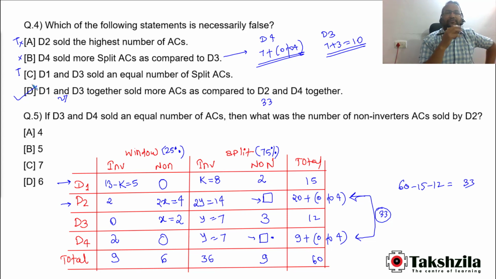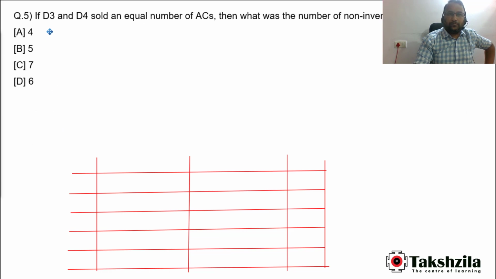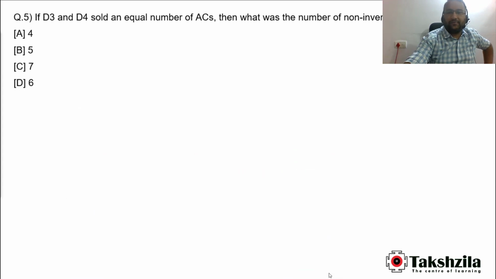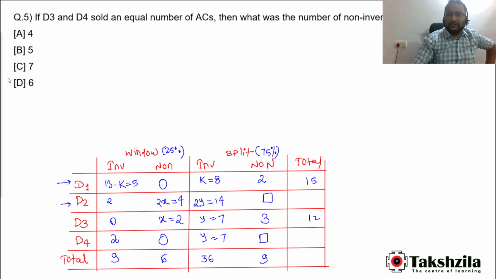And then question number 5. Let's have a look at it. Question number 5 is, if D3 and D4 sold an equal number of ACs, the remaining is how much? If D3 and D4 sold an equal number of ACs, this number will become 12. And this number will become how much? That is equal to 33 minus 12. 33 minus 12 is equal to 21.